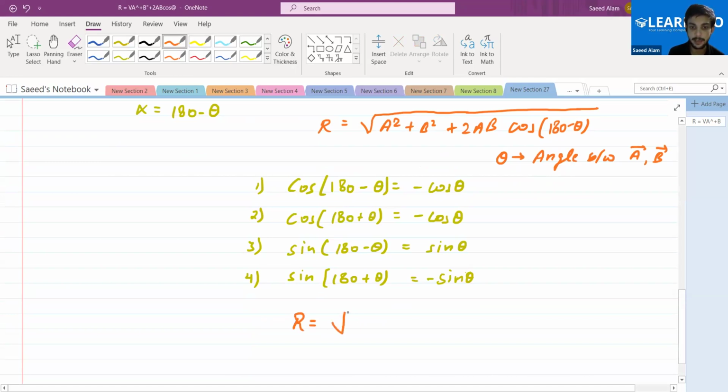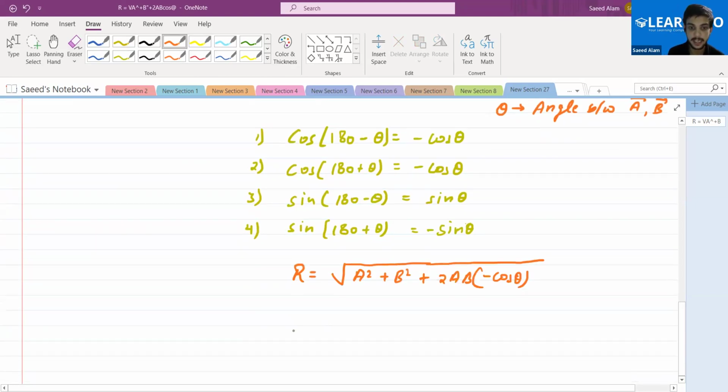So what will the resultant become here? It will become r equals a square plus b square plus 2ab, and minus of cos theta. Yes or no? Is this clear to you? If I place this minus sign outside, it will become r equals under root of a square plus b square minus 2ab cos theta. Is this clear to you?